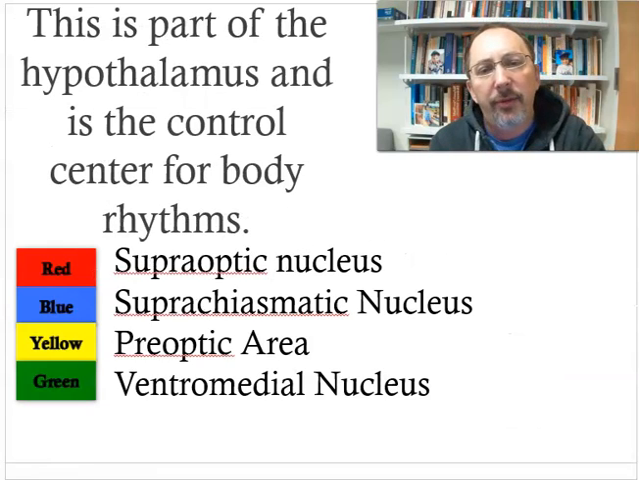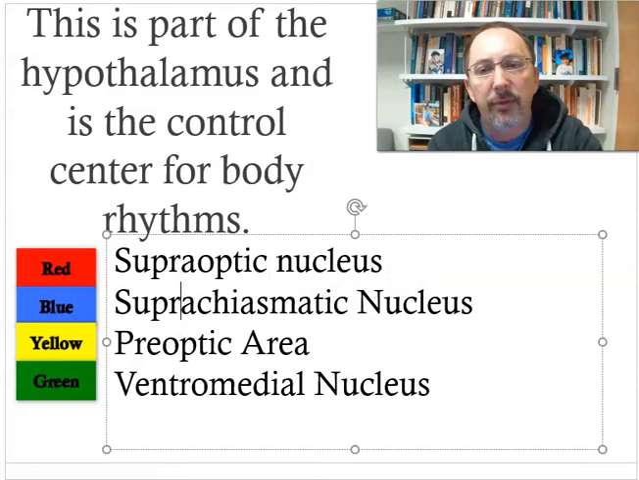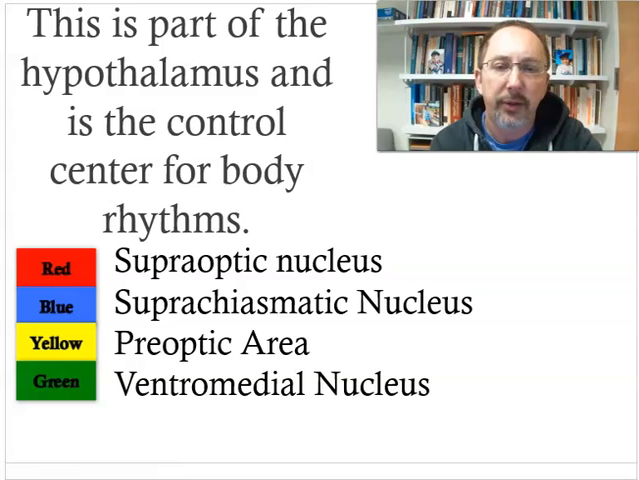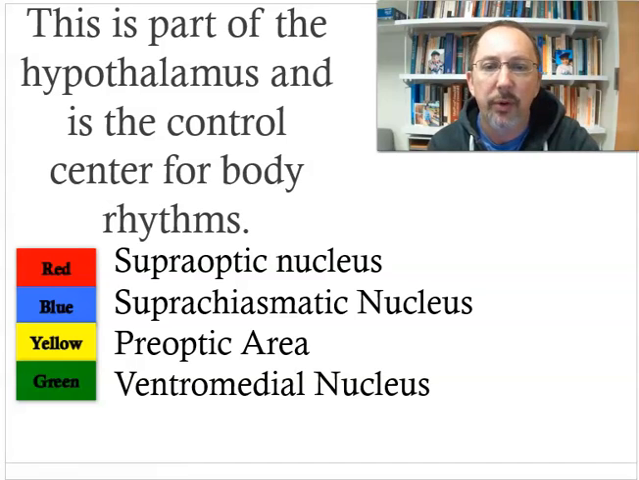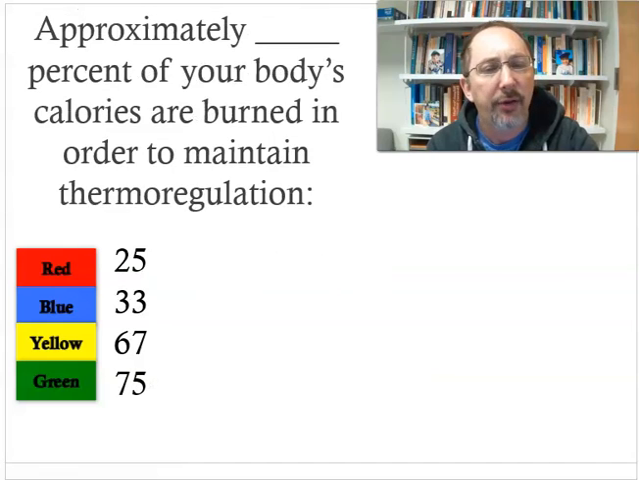Which part of the hypothalamus is the control center for body rhythms? Is it the supraoptic nucleus, the suprachiasmatic nucleus, the preoptic area, or the ventromedial nucleus? And it is the suprachiasmatic nucleus. About what percent of your body's calories are burned in order to maintain thermoregulation? 25, 33, 67, or 75? And the answer is about 67, which is about 2/3.